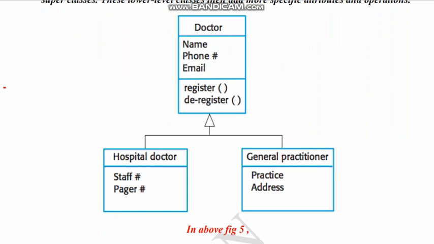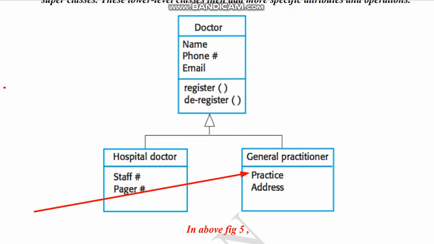See, this diagram is in more detail, showing that this is a doctor class having these attributes and these operations or methods. There is a hospital class which is derived from the doctor class, which will have staff ID and pager ID. Okay, so it will also have these details: name, phone number, and email. Right? But he is a hospital doctor.